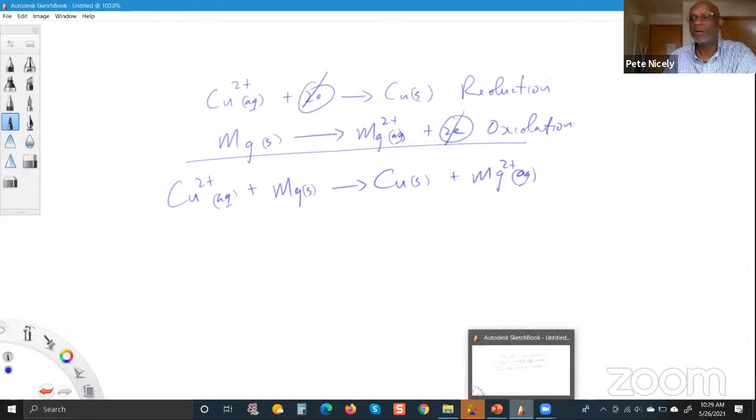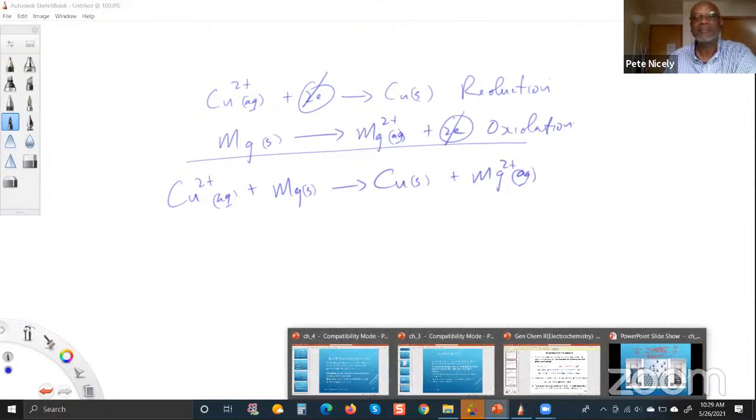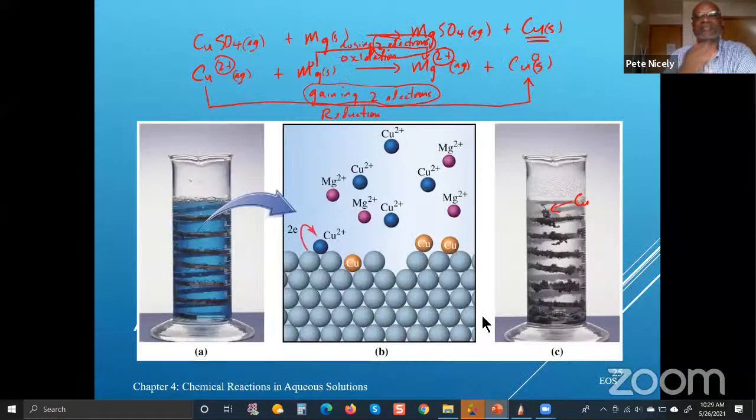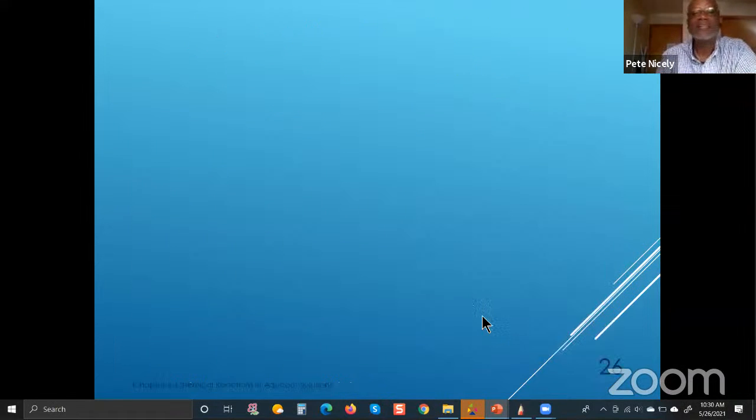Okay, any questions about this example? Any questions? Okay, so how do we balance redox equation?